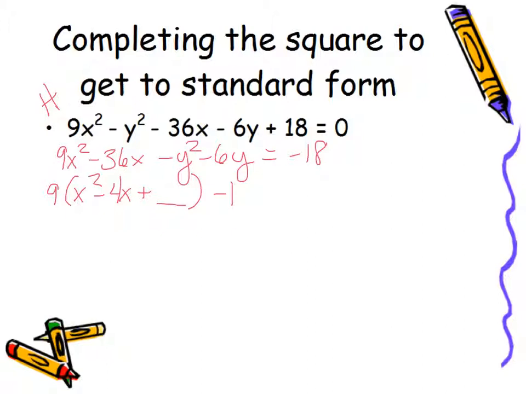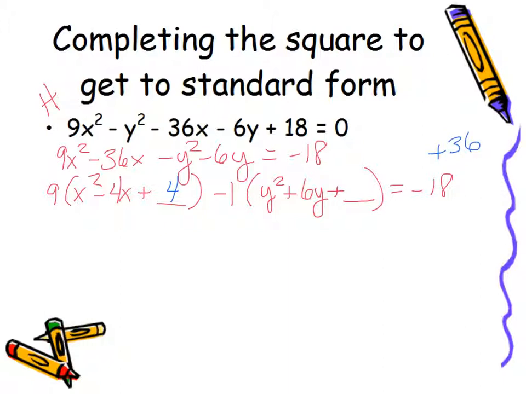So we're going to have a -1 factored out, which gets us a y squared plus 6y plus something equals -18. All right, so now you take half of 4 squared, so that's going to be 4, which really gets me a 36. So let's add 36 to this side.